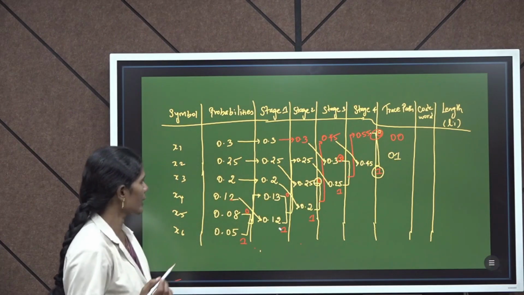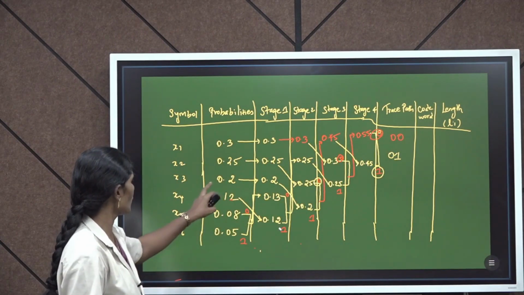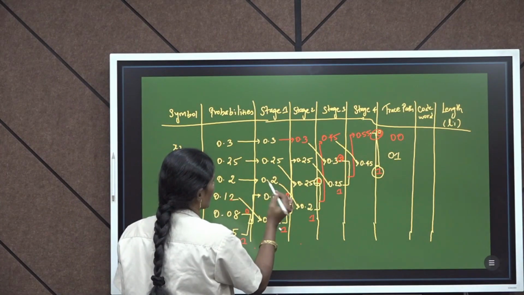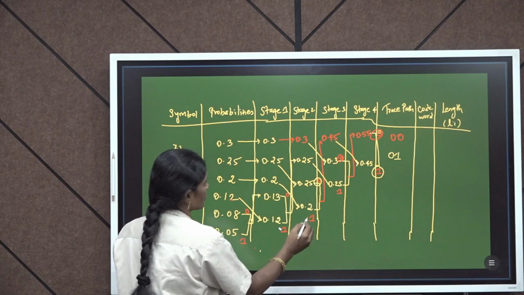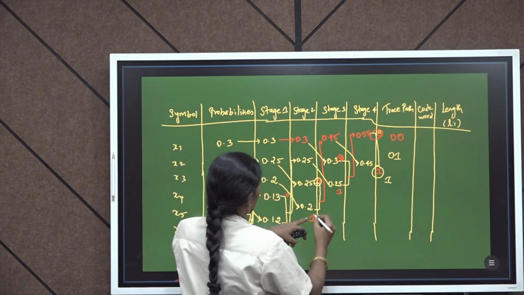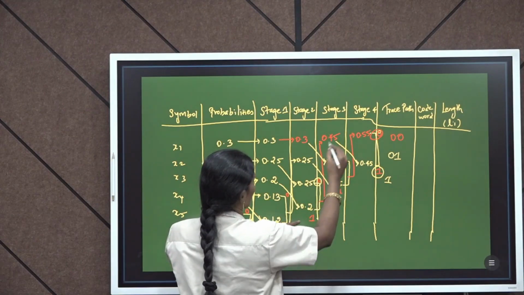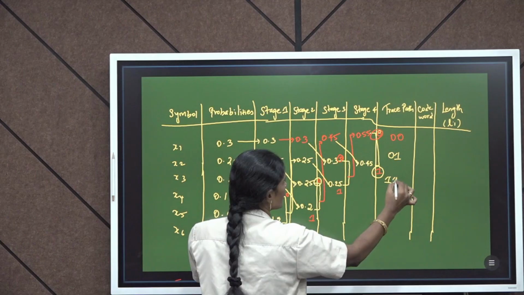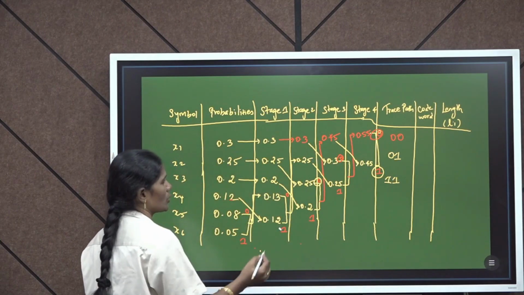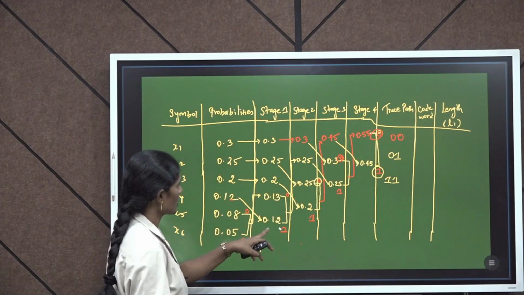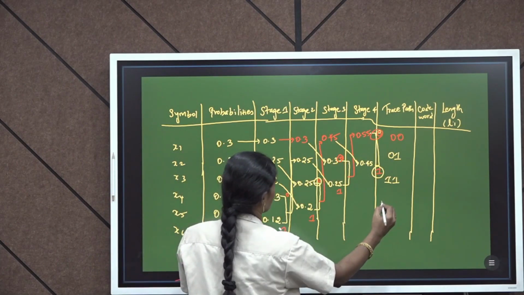Next we find the trace path for 0.2. For 0.2, stage 1 has no binary bit. In stage 2 it is 1. In stage 3 no binary bits. In stage 4 it is 1. So for 0.2 also 2 binary bits. For 0.12, in stage 1 it is 1.